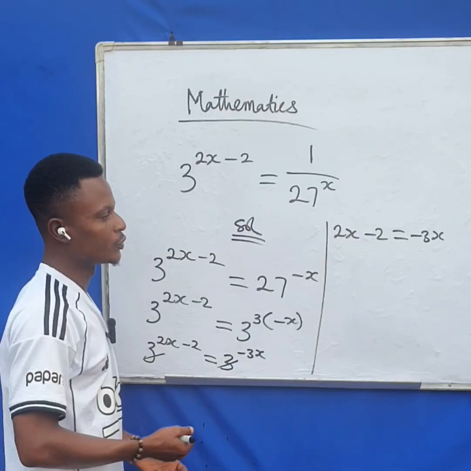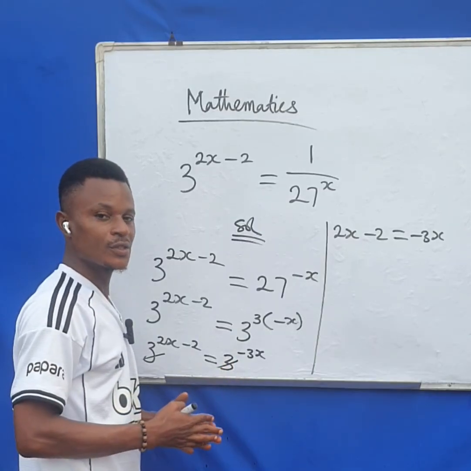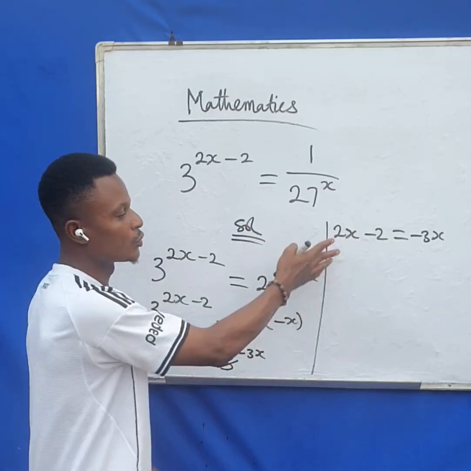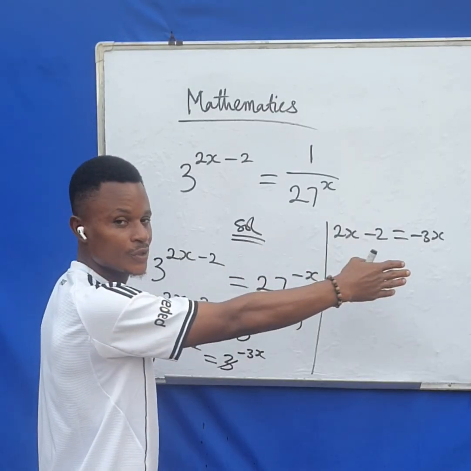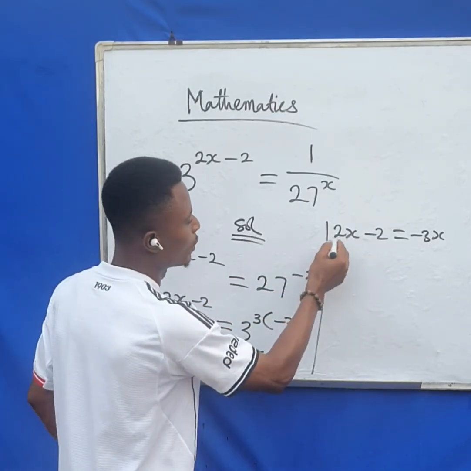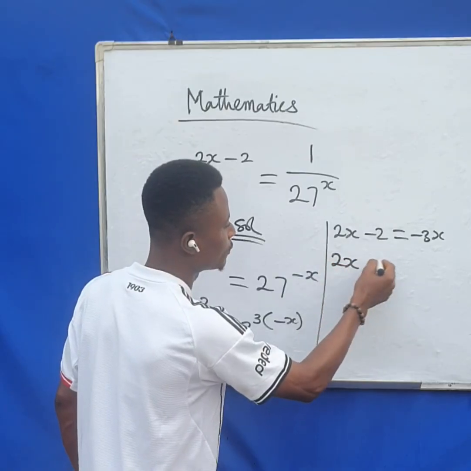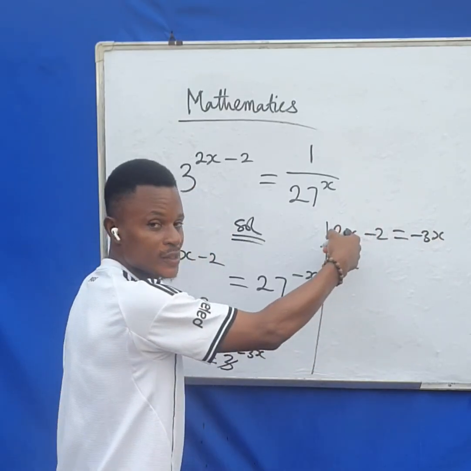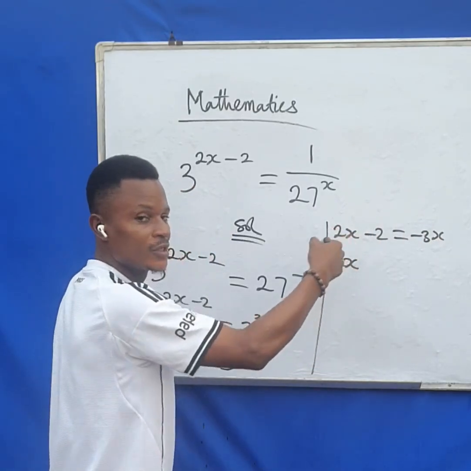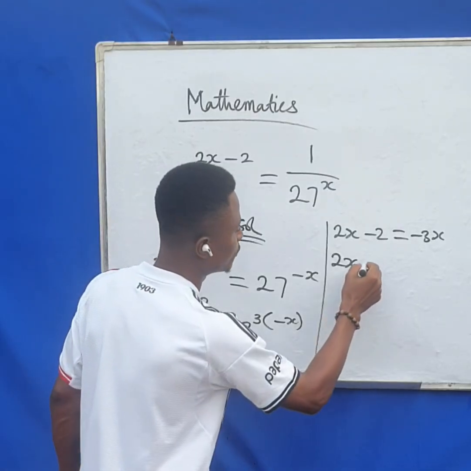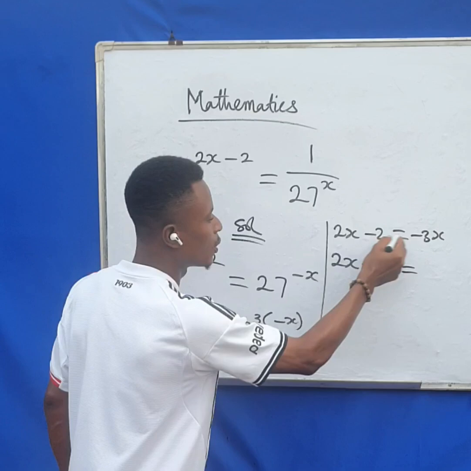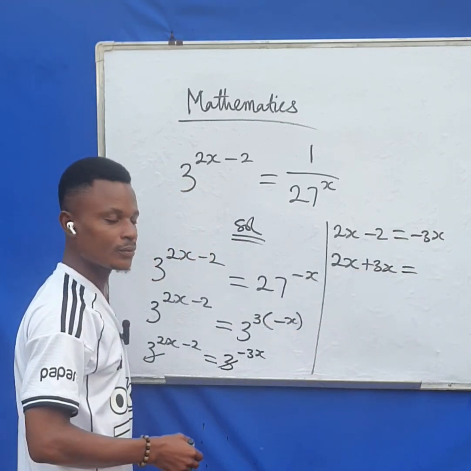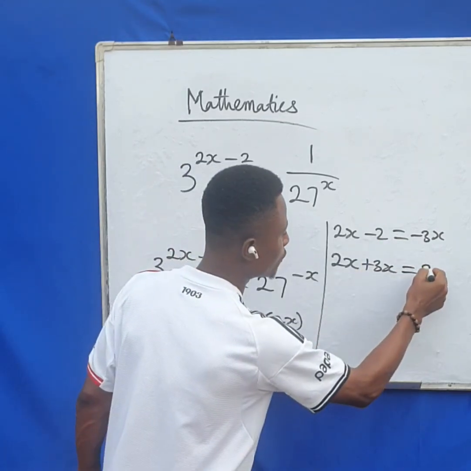The next thing to do now is to collect like terms. Anyone that has x will come to the left hand side of the equation. The one that doesn't have x will go to the other side of the equation. So this 2x has x, so it's going to remain here. This negative 3x will have to come to this side. And when it crosses to this side, it changes to positive 3x. Then equal to, this negative 2 has to cross to this other side of the equation. And when it does that, it changes to positive 2.